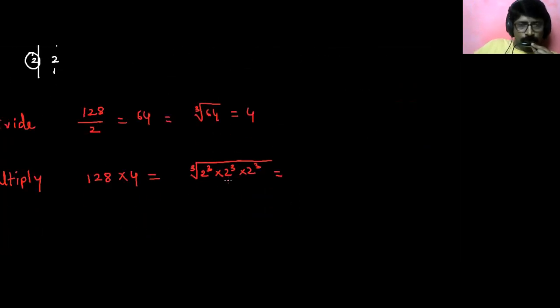So I wrote 2 cube into 2 cube into 2 cube, and now it will become 2 into 2 into 2, that is 8. I hope you understood. So what number should be multiplied over here? 128. 128 we should multiply by 4, so that it will become a perfect cube.